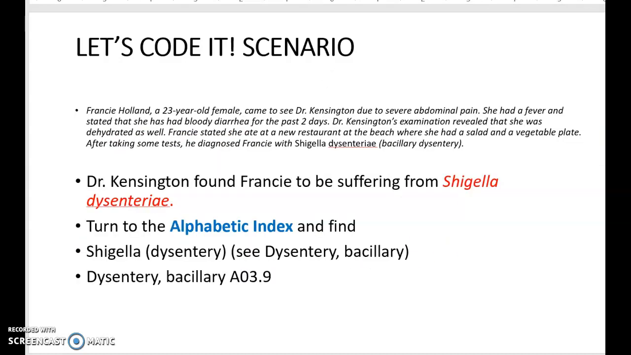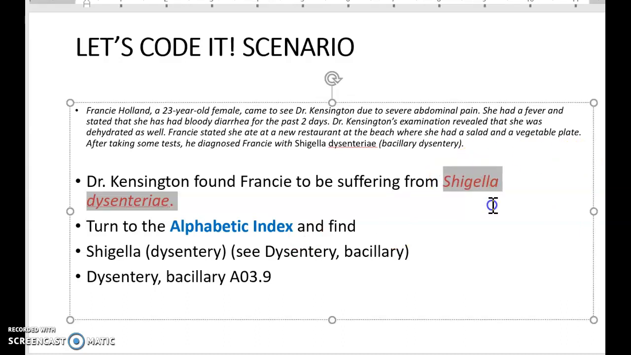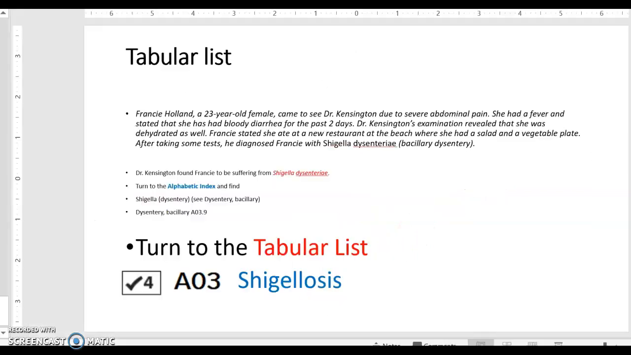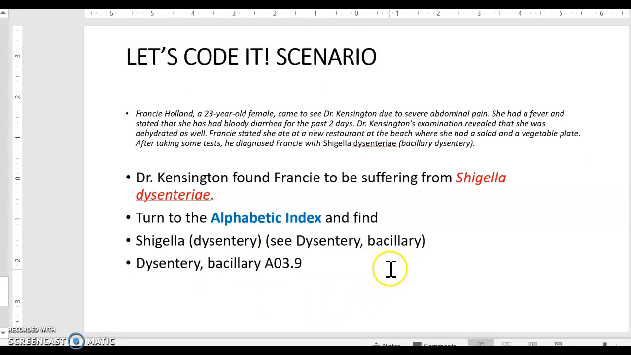Okay, great. I have a diagnosis, Shigella dysentery. Now we turn to the alphabetic index, and we try to find the main terms. What is the main term? The main term is one word that will help you find the code in the index. If that word is not the right word, we cannot call it a main term. We are just assuming it to be a main term for now until we are sure that it is the right word that will help us find the code in the alphabetic index.